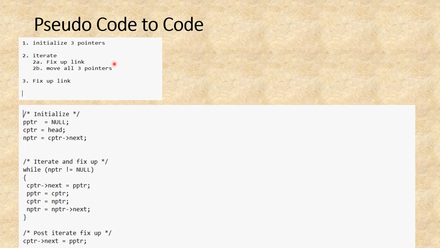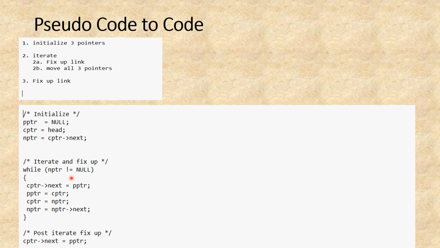With respect to pseudocode to code translation, we look at step 1, that is initializing the 3 pointers, and that's exactly what we do over here. And step number 2 is that of iteration, where we check the termination condition of whether the next pointer has hit null or not. If next pointer is not null, we continue the iteration, and if it is null, it means we have hit the termination condition for the loop.